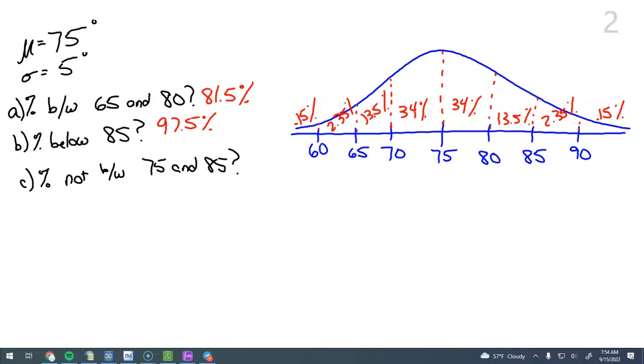And then not between 75 and 85, so kind of the same deal. You could say, okay, I'm going to add up this section, this section, this section, this section, this section, this section. Add up all of those. Or you could find out what percent is between 75 and 85, and then do what with that? Subtract it from 100%. So this is 47.5. So if I subtract that from 100%, I get 52.5%. Questions on what I did today?